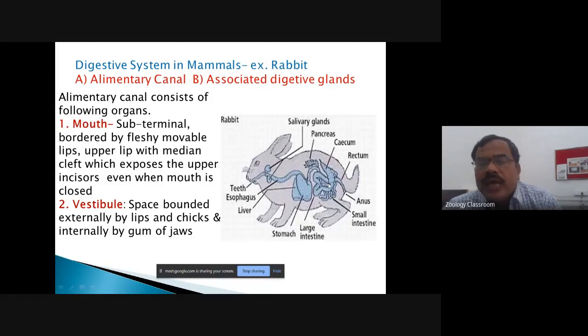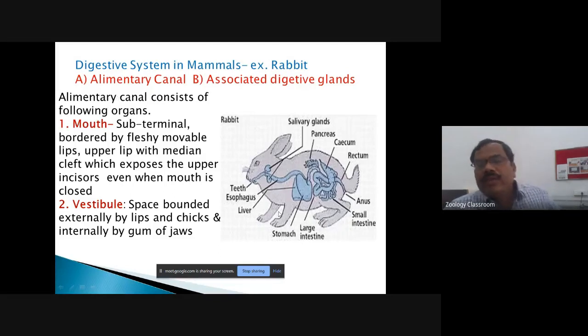Further it forms a spirally coiled structure which is called the cecum, and further it is converted into the large intestine. It is slightly dilated than the small intestine. Further, this large intestine is converted into the rectum. Okay, and this rectum opens at the base of the tail with the help of the anus. This is regarding the alimentary canal.